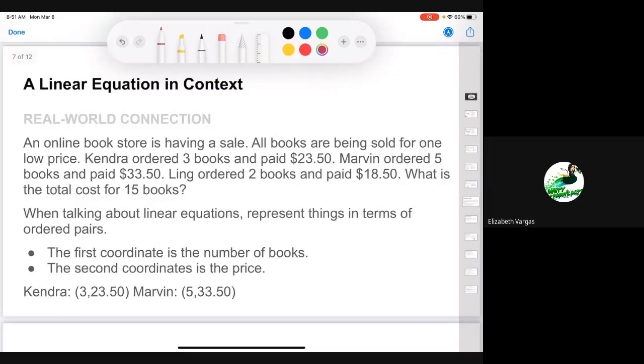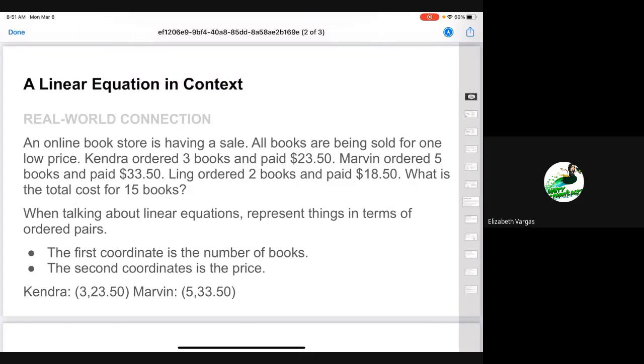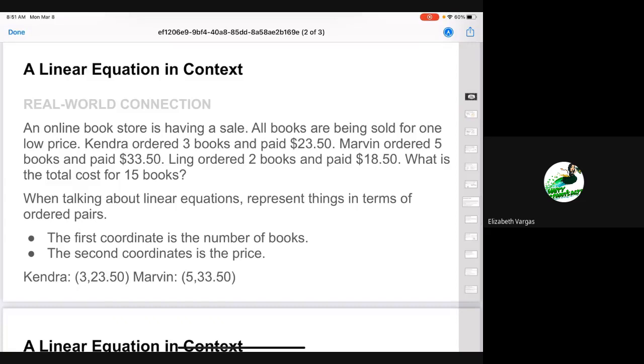And so lastly, we're going to look at one more example where we may be asked to write an equation for a specific line. So here it says, an online bookstore is having a sale. All books are being sold for one low price. Kendra ordered 3 books and paid $23.50. Marvin ordered 5 books and paid $33.50. Ling ordered 2 books and paid $18.50. What is the total cost for 15 books?